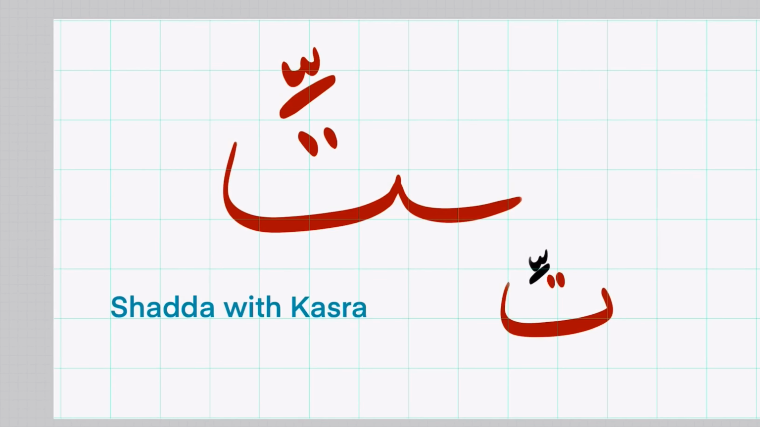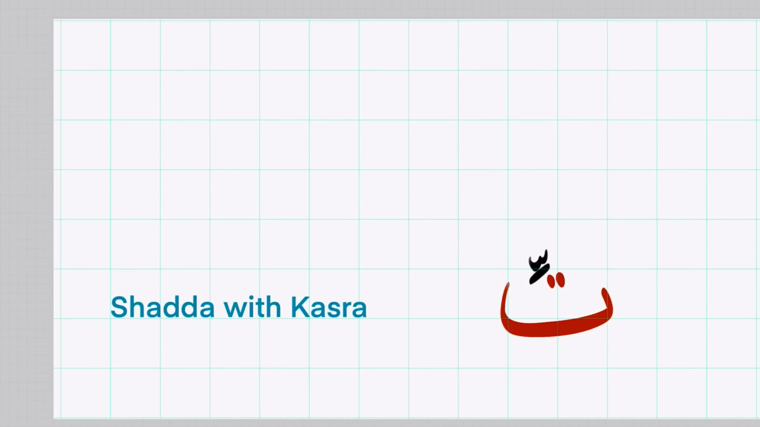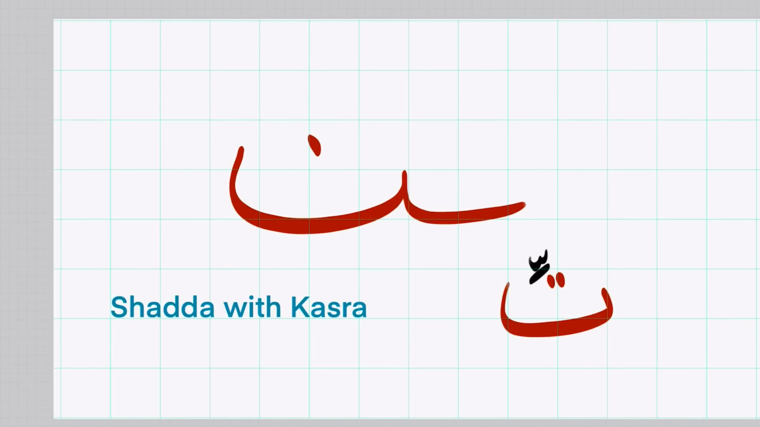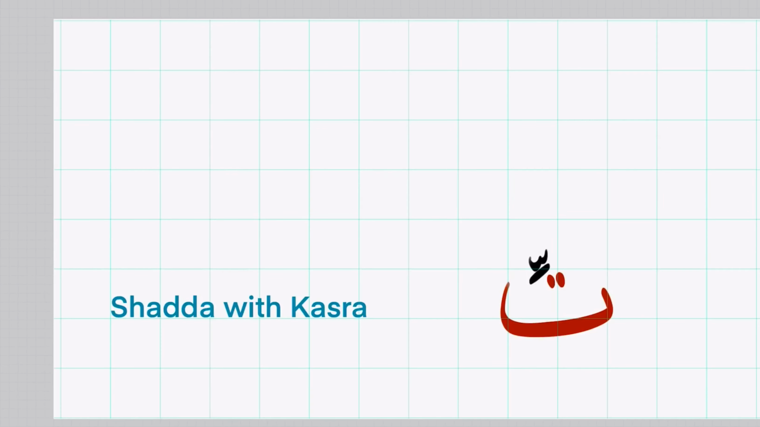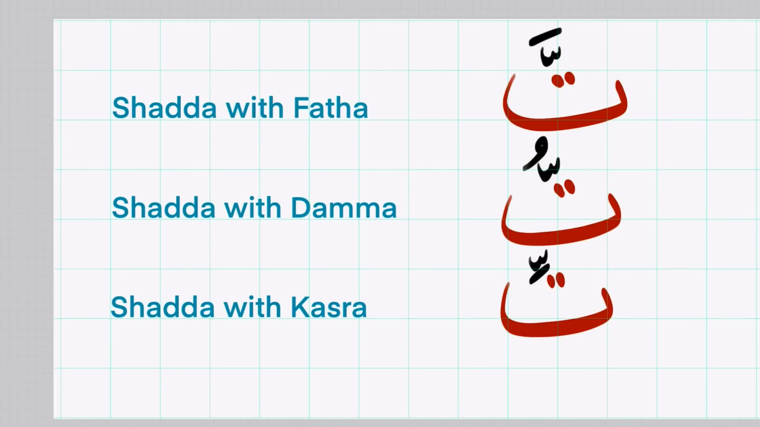Let's try that again. Slowly. Perfect. Here you see the three styles of shadda, with fatha, with dhamma, with kasra, and how the ta would look like with the shadda attached to it. Let's go to the next session.